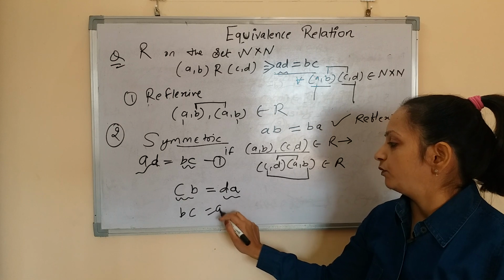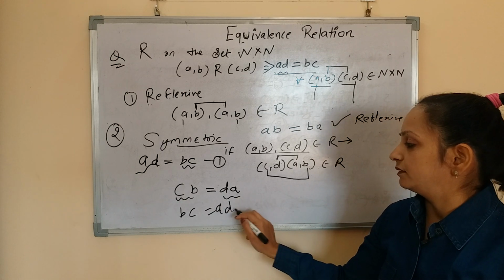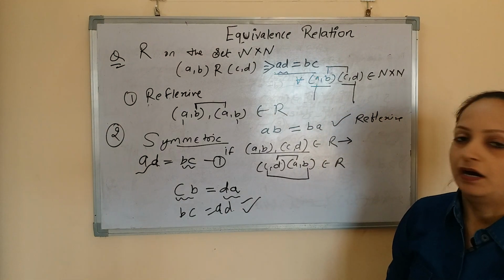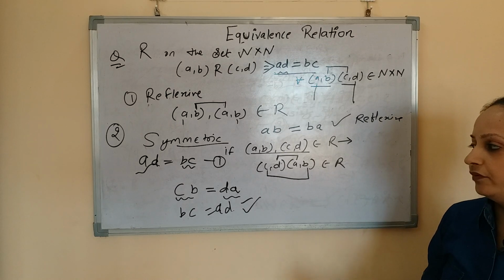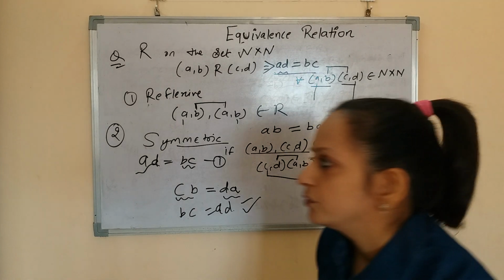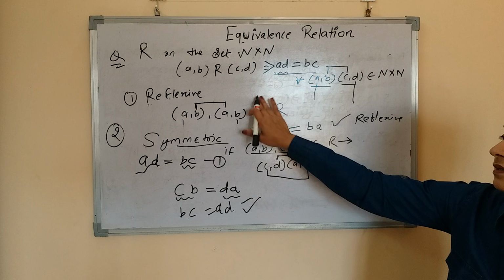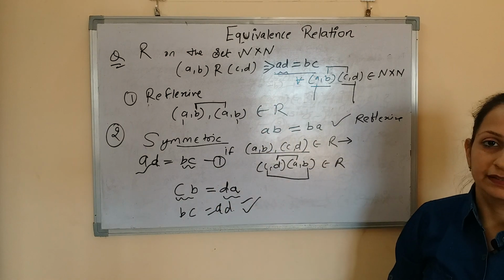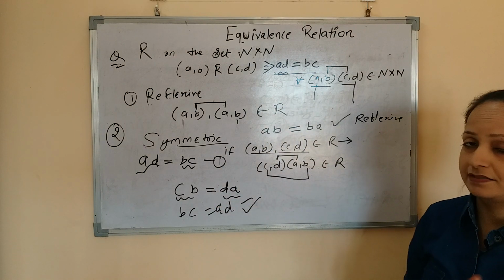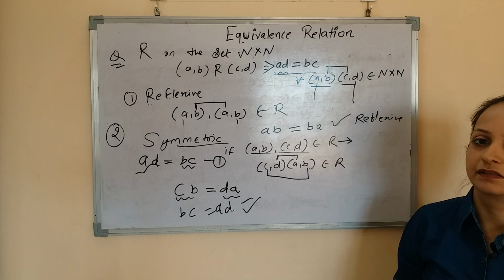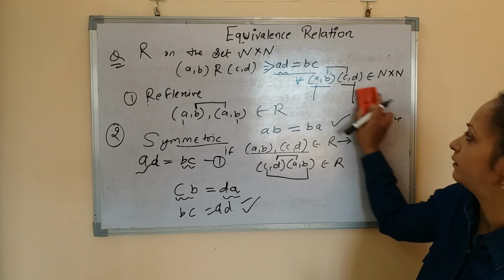BC is equal to AD. We can write this as this. So we have proved that the relation is symmetric also. Okay. So we have proved that the relation is reflexive. We have proved that the relation is symmetric. Now let's check if the relation is transitive or not and what we get.